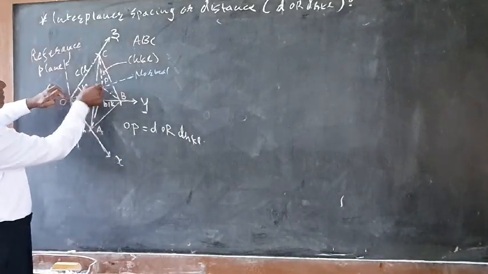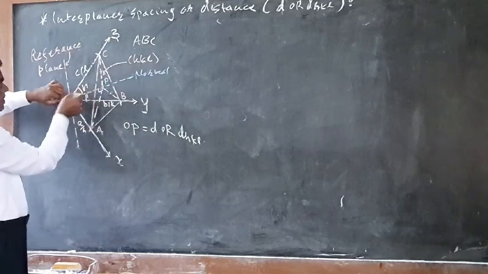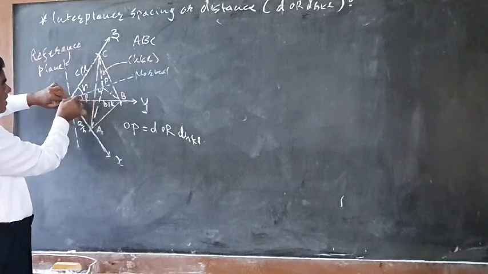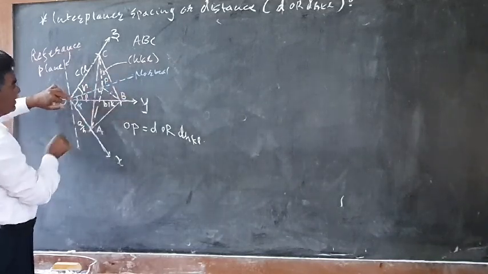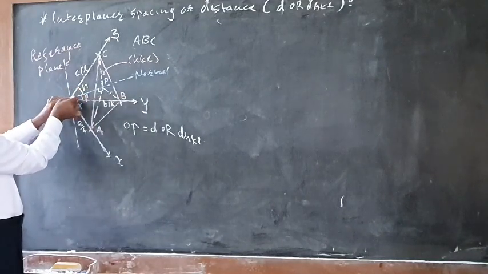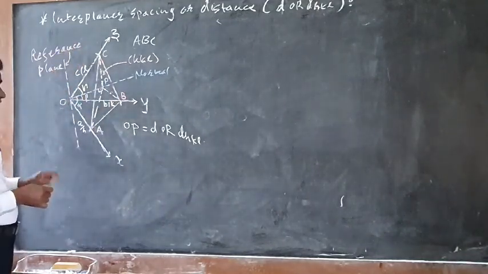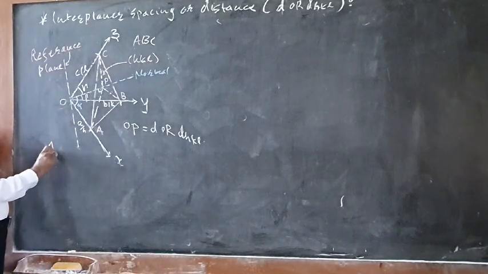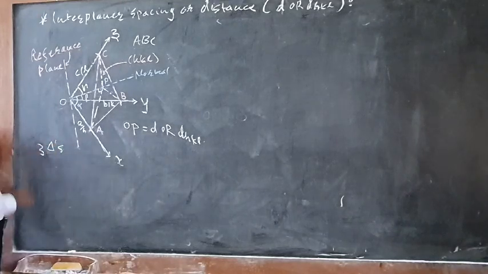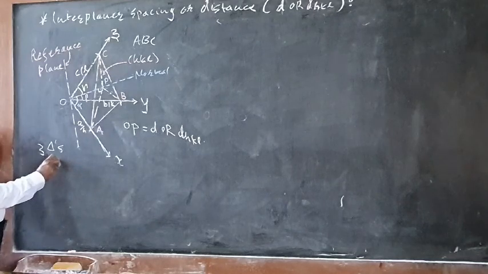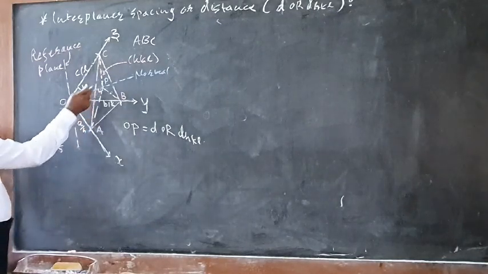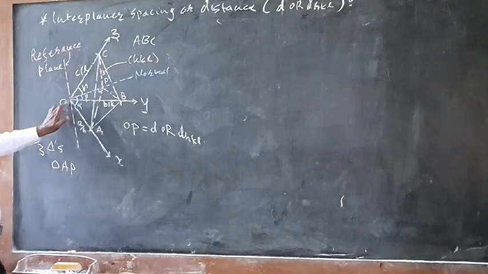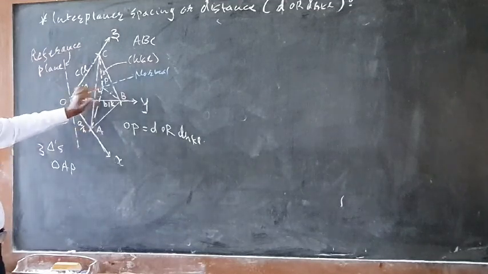Suppose alpha is the angle made by this normal with the x-axis, beta is the angle made by this normal with the y-axis, and gamma is the angle made by this normal with the z-axis. Then three right angle triangles are formed. First of all, we will consider the right angle triangle OAP.